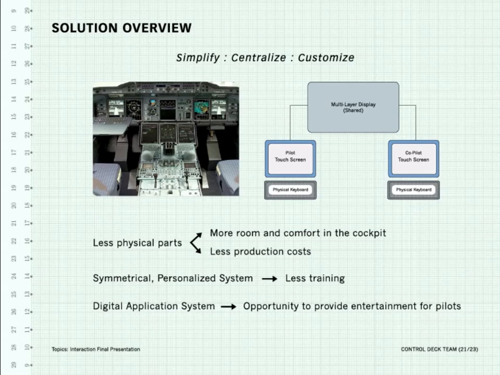Currently, pilots are trained to navigate either the right or left-hand side of the aircraft. The new control deck, symmetrical and customizable, can reduce training costs by eliminating the need for aircraft handedness. Finally, the digital system can be constantly augmented and updated. This offers the unique opportunity to create apps for entertainment, training updates, tutorials, and more.